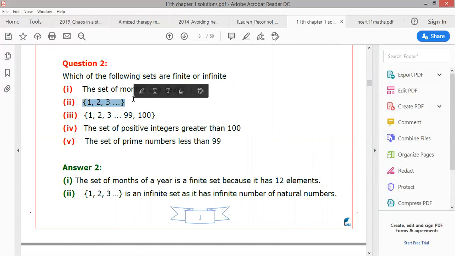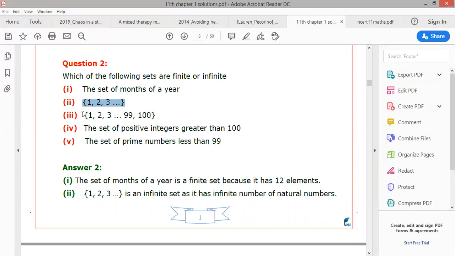Next part number second, it is here. You can see it. It's 1, 2, 3. Then after there are dots. That means this set continues. There is no termination to the elements of the set. So it goes on. So we can say that this set has no end. That means this set is an infinite set.